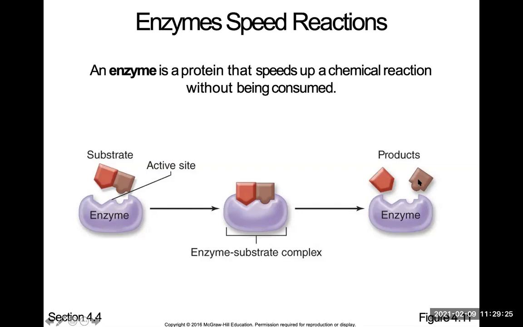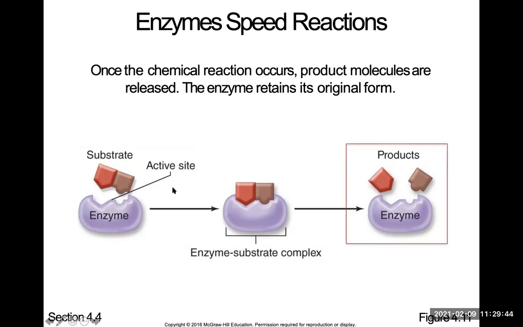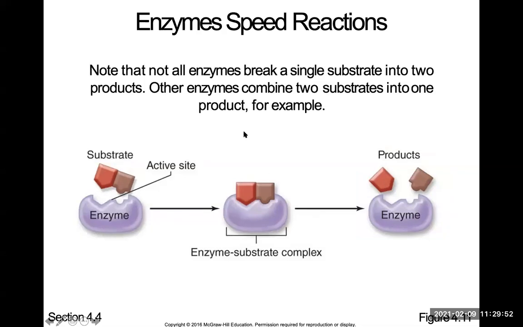There are enzymes that build things. So you might receive substrates that look like this. It goes through the process, and this is going to be product. So it can go this way or it can go this way. So substrate molecule binds to the active site. That's where the reaction happens. And then once the chemical reaction happens, the product molecules are released, and then enzyme goes back to the original form. So not all enzymes break a single substrate into two products. Other enzymes combine two substrates into one product. So it can go this way.